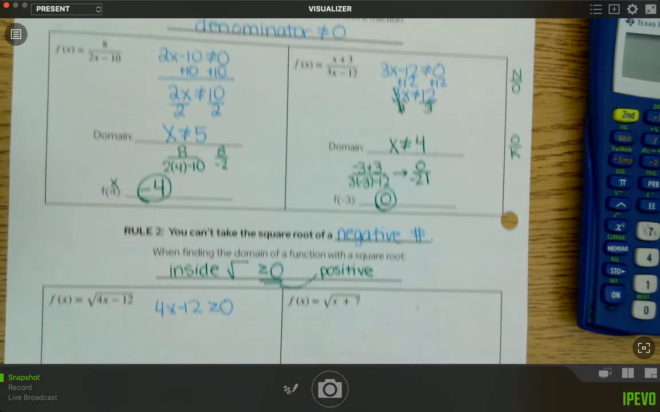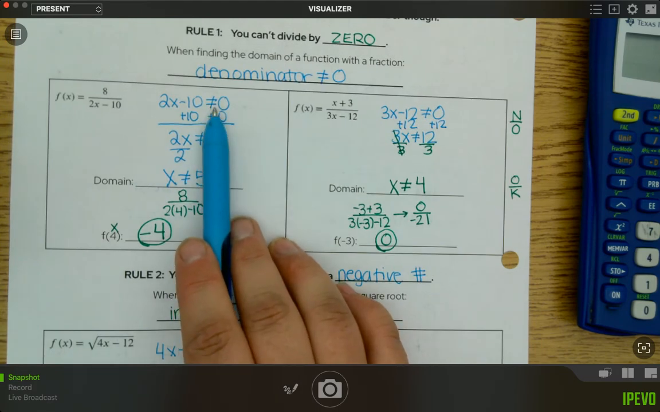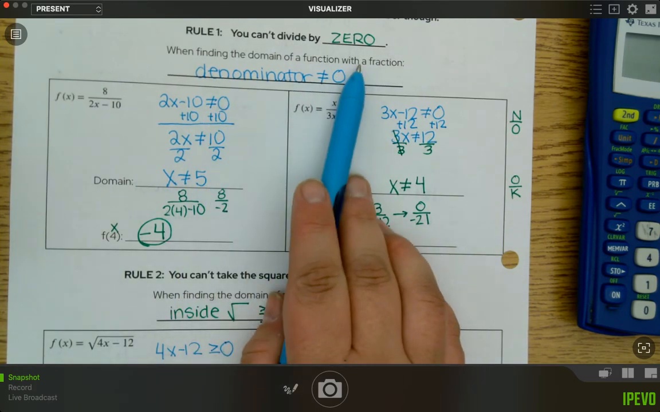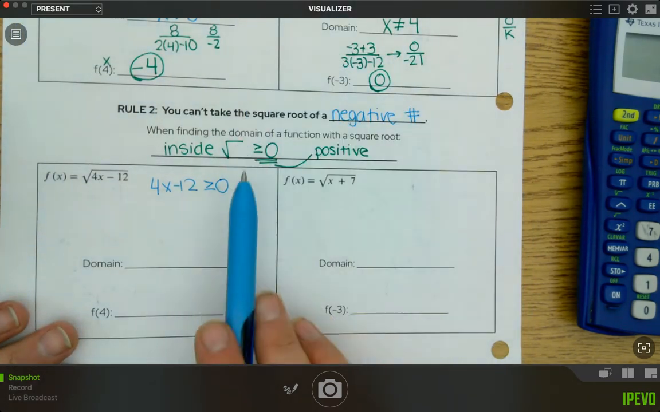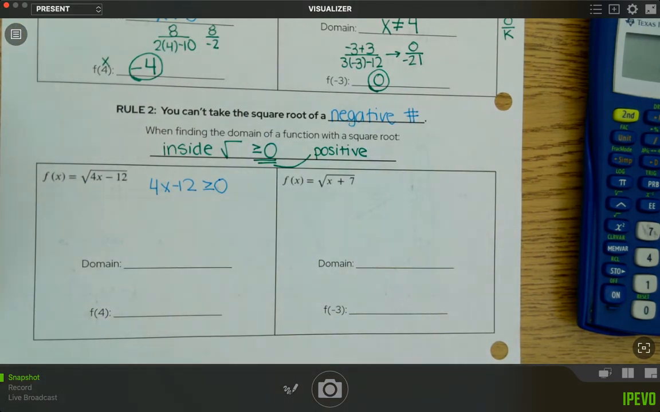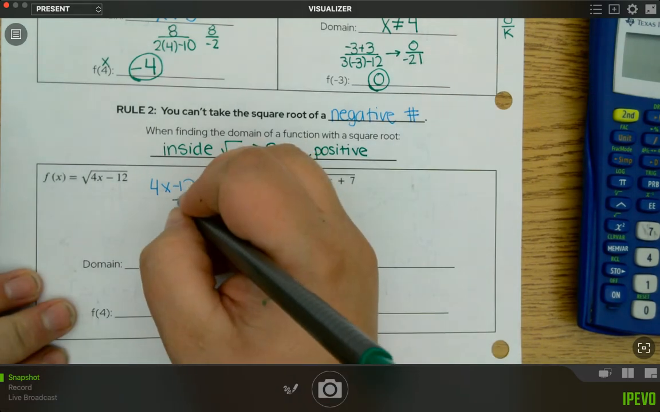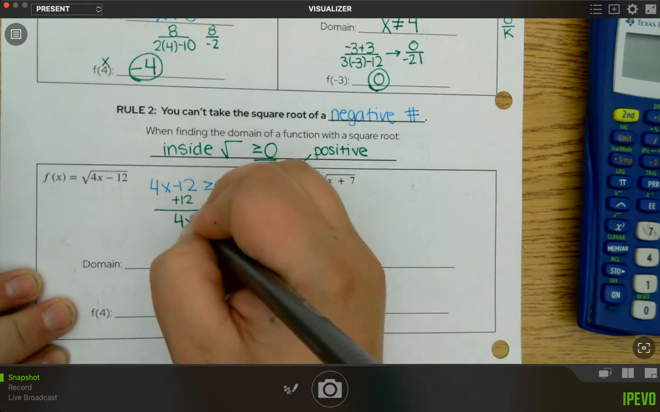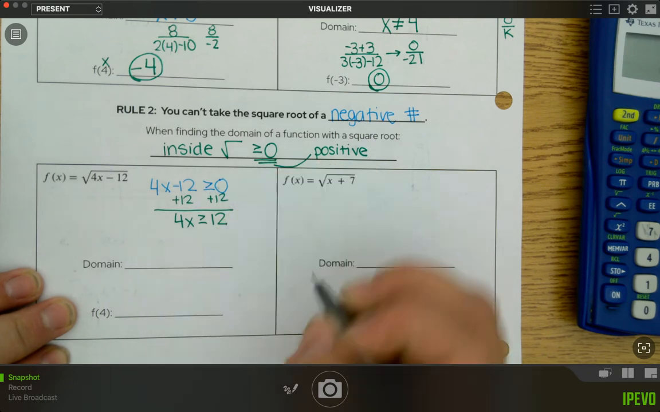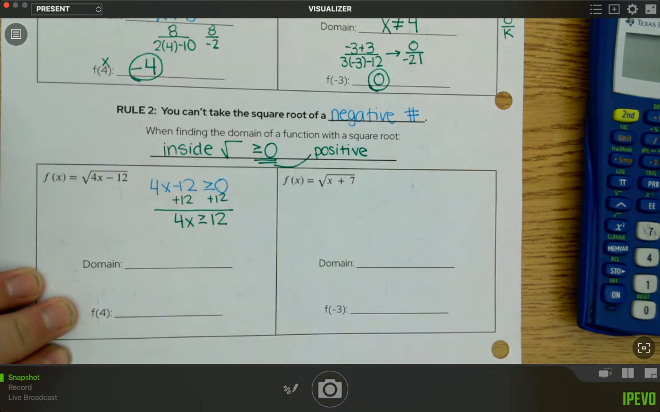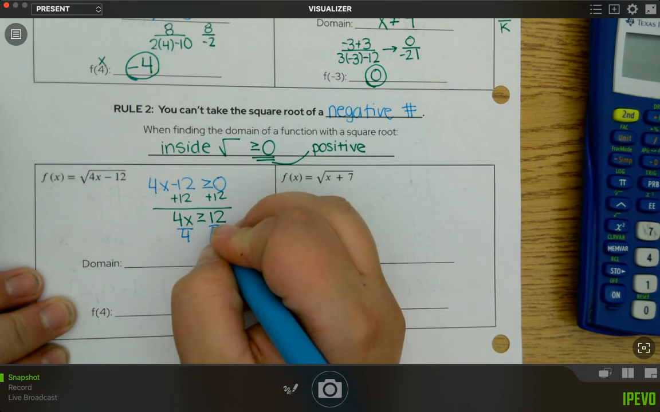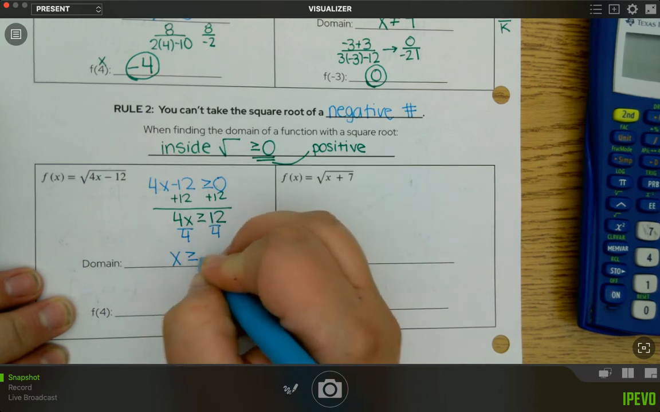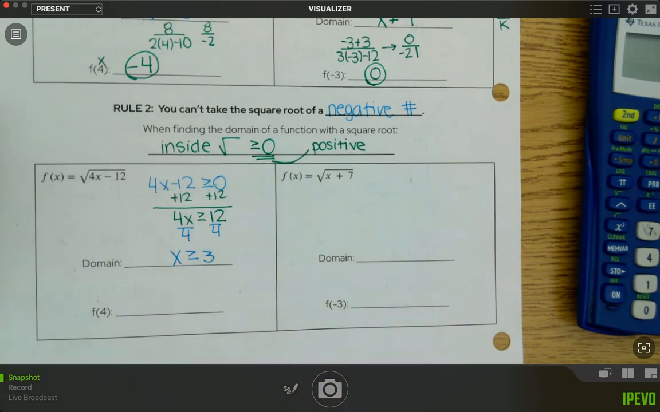So it's kind of like doing this one, but we said it wasn't able to equal 0 because you can't divide by 0. Now we're saying it can be anything 0 or bigger, but it can't be negative. Okay? So same idea, we're going to add the 12 to the other side. 0 plus 12 is 12. And then we're going to divide by 4. X is greater than or equal to 3. So you could plug in 4, 5, 6, 7, but not 2.